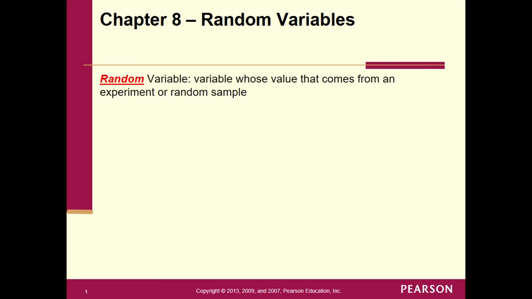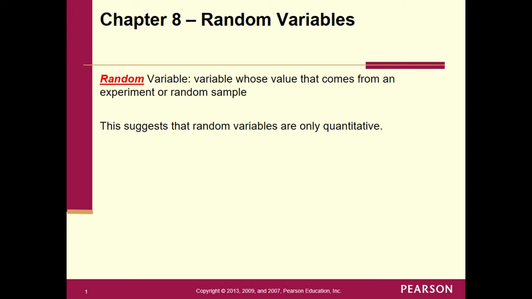So we'll start with a random variable. This is a variable whose value comes from an experiment or random sample. Before, we just talked about variables in general, okay? And here it's a random variable because it comes from an experiment that is randomized. Remember, we randomize treatments and stuff, okay? And then we have random samples, and so these things would produce a random variable.